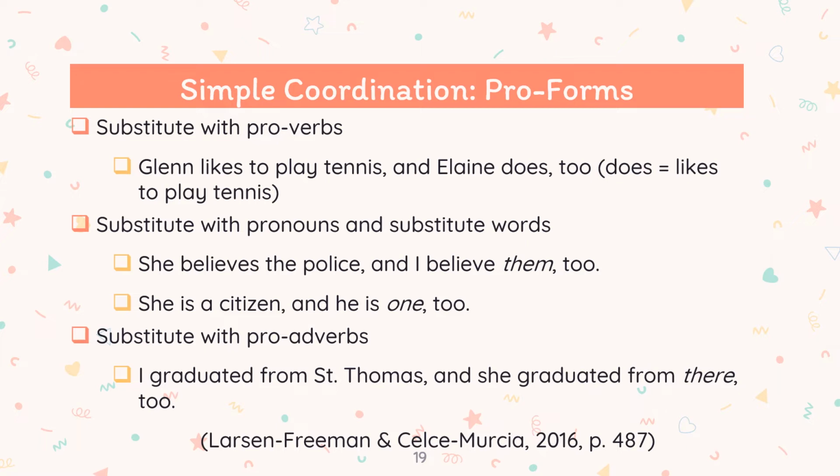You can also substitute pronouns and substitute words. She believes the police, and I believe them too. So the them here is replacing the police in the first part of the sentence, and then the word too is added. She is a citizen, and he is one too. So this is a substitute word. A citizen is being substituted with the word one, and then the word too is added at the end.